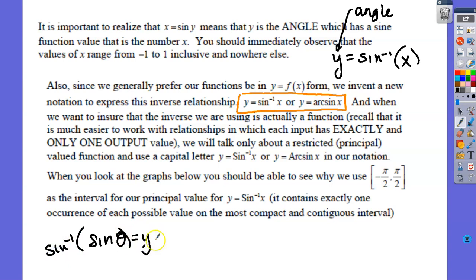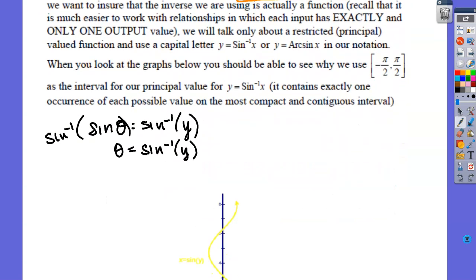If I took the sine inverse of this side, it's a little tricky because I have to have it in front. So I'll do that. These two cancel and give me the angle. And so this is the notation, sine inverse of y. So again, sine inverse of something is giving you out the angle that produces that value. Okay, so let's take a quick look at some of these graphs.